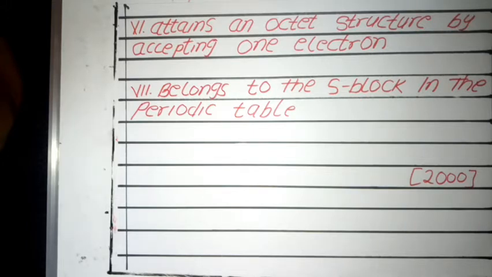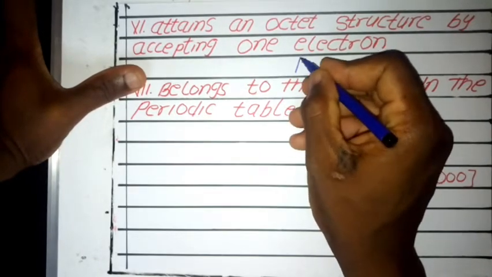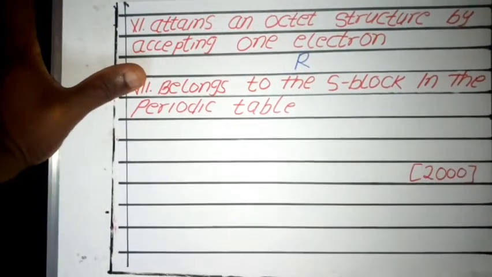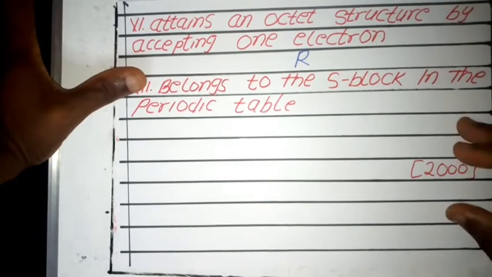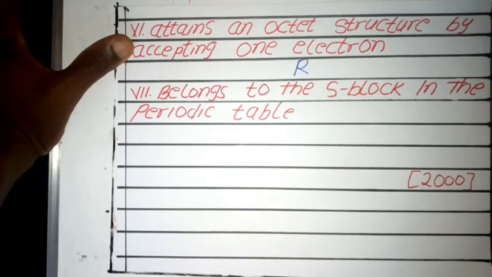Why? Because it accepts 1 electron during chemical reaction. So the answer would be R, chlorine, because it needs to fill its shell. Next: which element belongs to the s block in the periodic table?